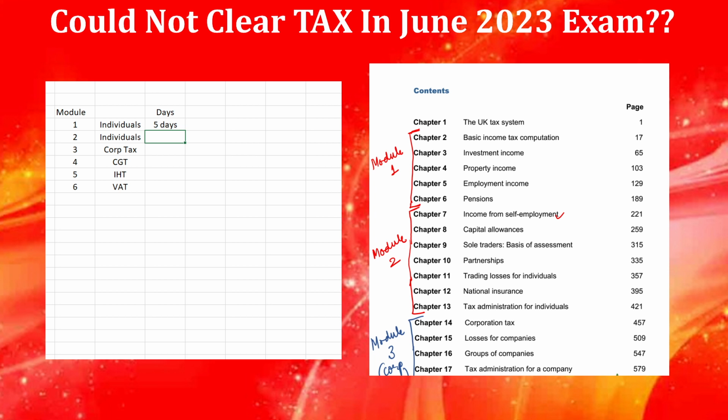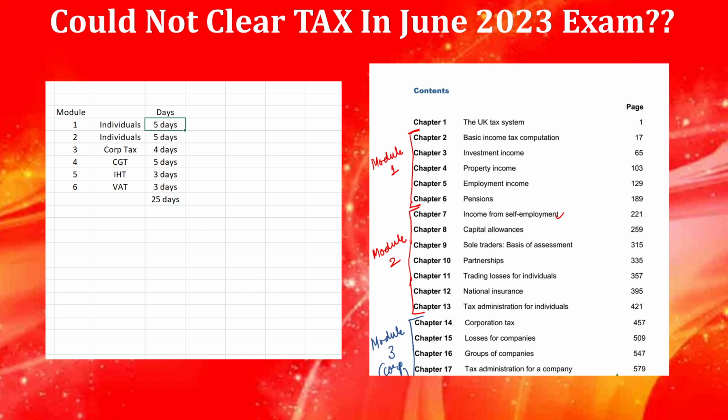The remaining part, again, you will take 5 days to complete. Corporation tax should not take more than 3 days for you, max 4 days. CGT, max 4 days. IHT, allocate 3 days to it. VAT, allocate 3 days to it. Now let's count how many days there have been. So I punched in the days.